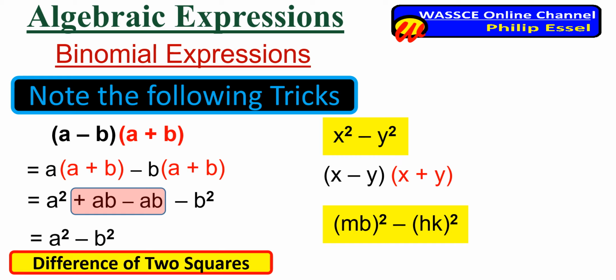This also means that when you have (mb) all squared minus (hk) all squared, we can also do the same thing with this expression. When we do this, we would get (mb minus hk) multiplied by (mb plus hk). As simple as that.